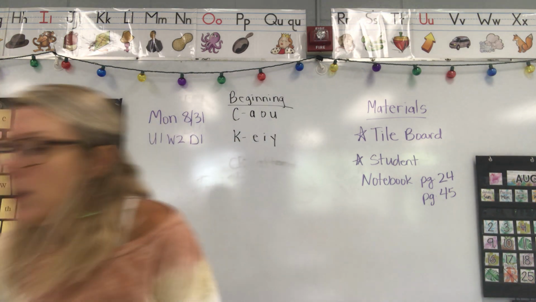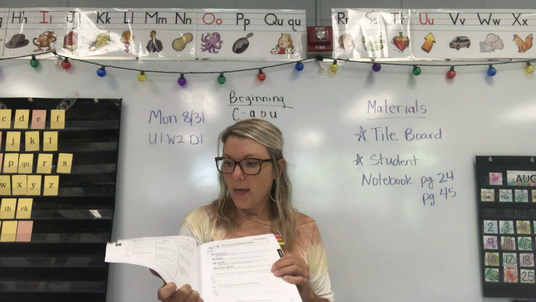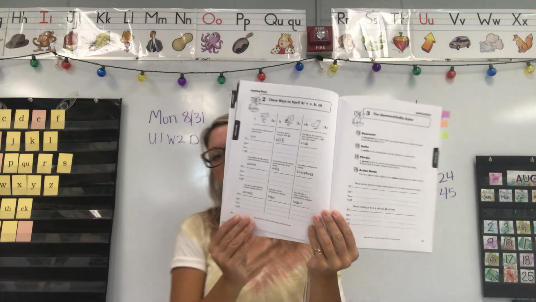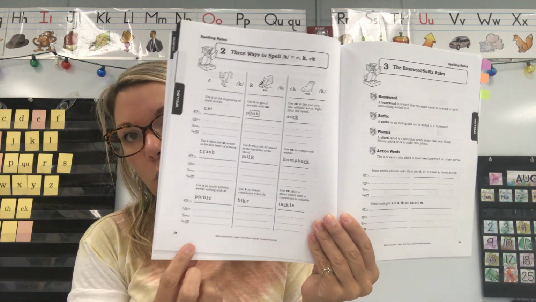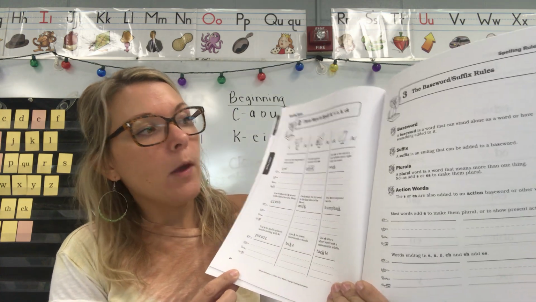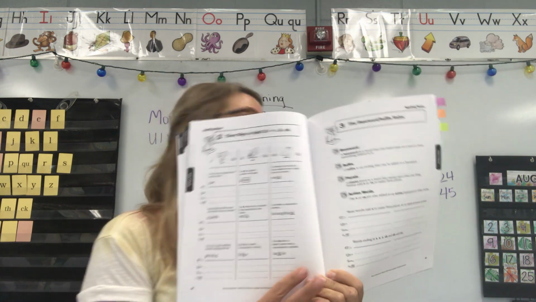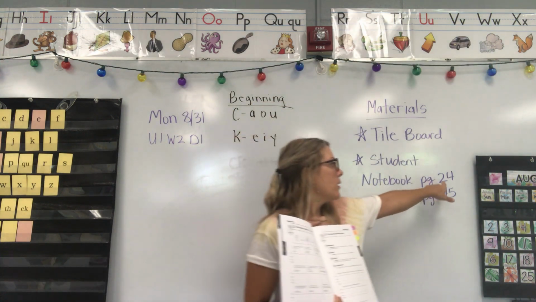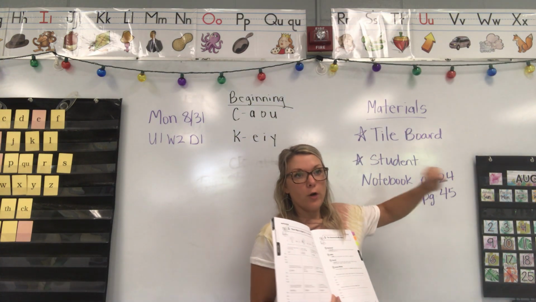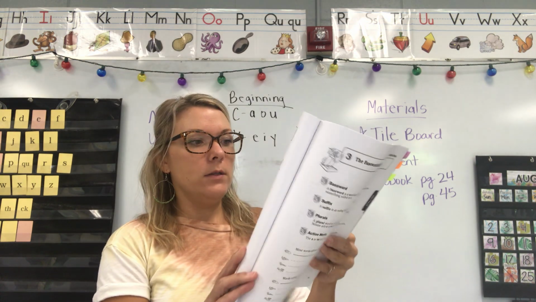I want you to open up your monster book, your student notebook, to page 24. Okay, 24. At the top it'll say 3 ways to spell k. Okay, so this is page 24. And I wrote it up here. 24. 3 ways to spell k. Okay, let's see here.